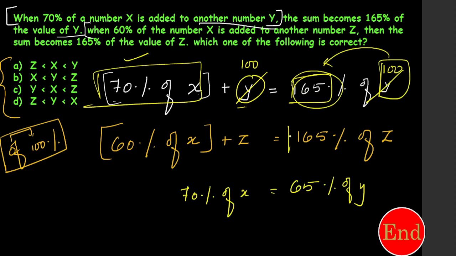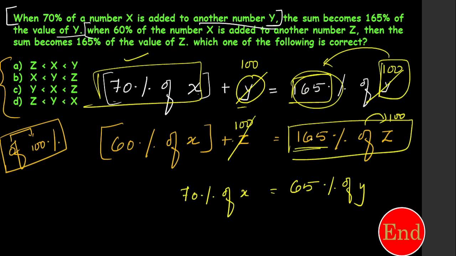Same, see, 165% of z is equal to z plus something. That means if I take z as 100, because after "of" it was z, then 100 plus something is 165. So if I remove this 100, the remaining thing is only 65. So 60% of x is equal to 65% of z.